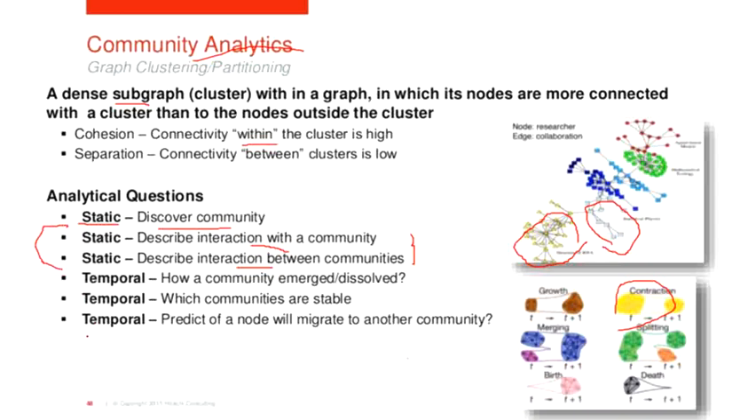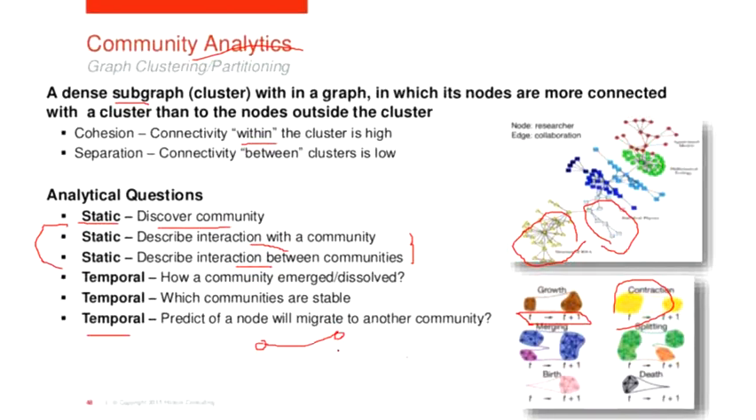We also have some temporal properties or temporal relationships. So how a community emerged or dissolved, whether it was growing or shrinking. This is something we do over time. Which communities are stable, either they are constantly shifting or constantly growing. If they are splitting, this is again something we check over time. And then prediction of whether a node will migrate to another community, if we say that there is a possibility that one member of one community will shift to the other community. And this is something that we can measure over time. So this is part of the temporal analysis of your graph.